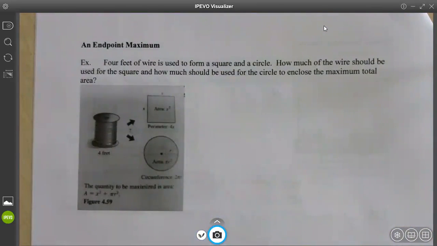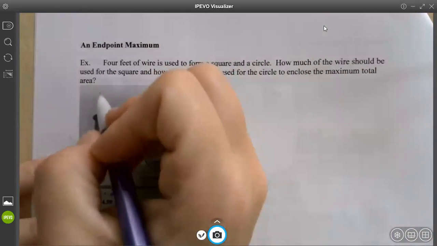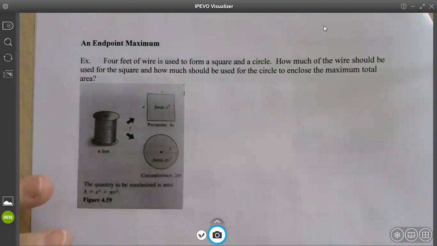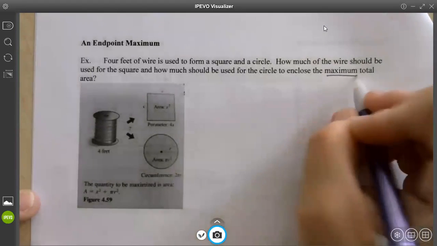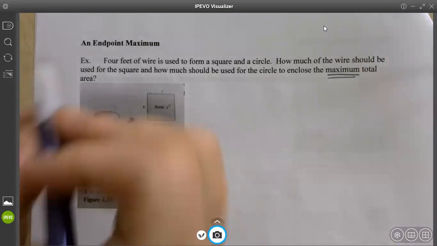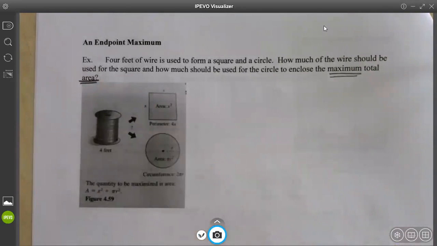All right, 4 feet of wire is used to form a square and a circle. How much of the wire should be used for the square and how much should be used for the circle to enclose the maximum total area? So what are we trying to do? First thing I want to know is max or min? I'm maximizing, and what am I maximizing? Maximizing the area. What do we have figures of?